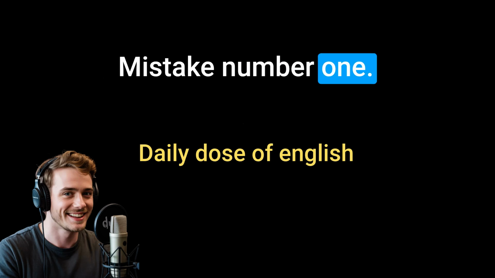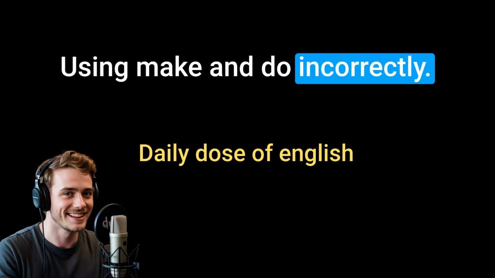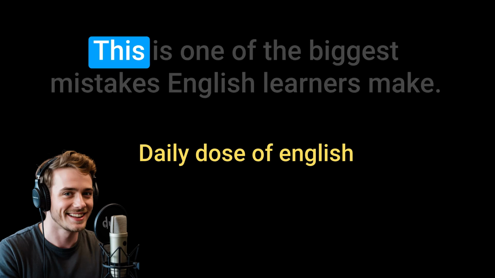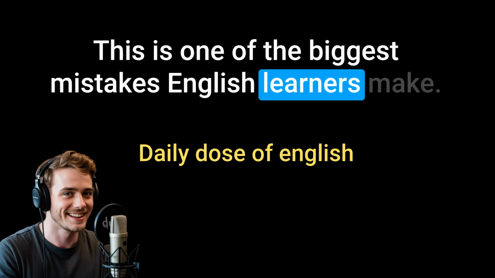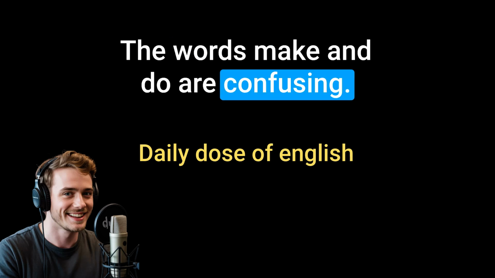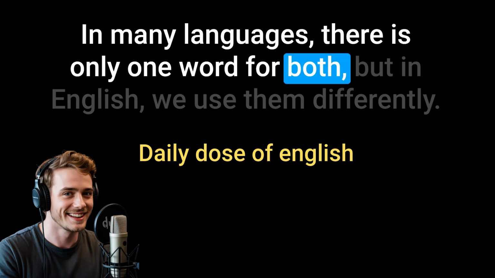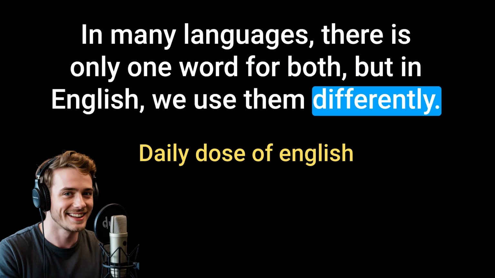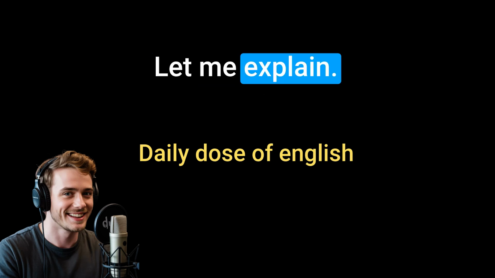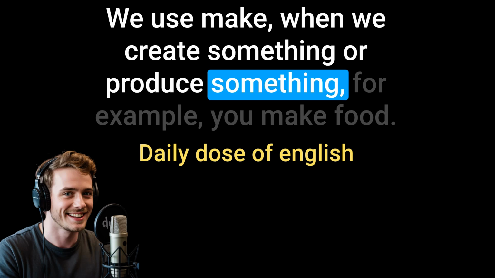Mistake number 1. Using make and do incorrectly. This is one of the biggest mistakes English learners make. The words make and do are confusing. In many languages, there is only one word for both. But in English, we use them differently. Let me explain. We use make when we create something or produce something.